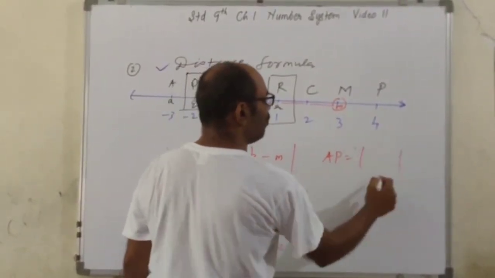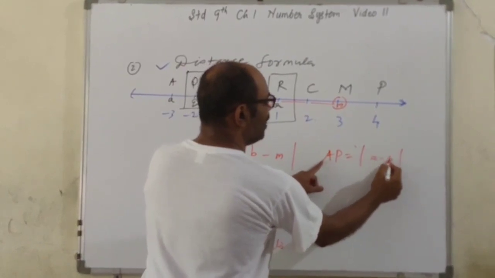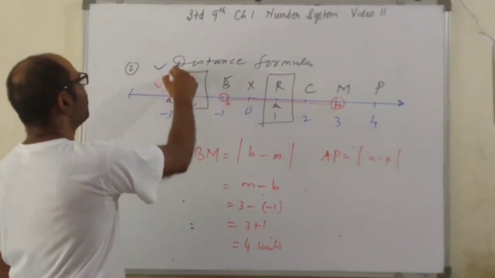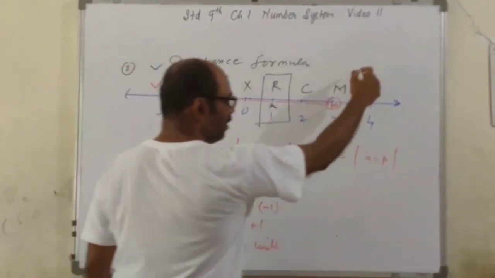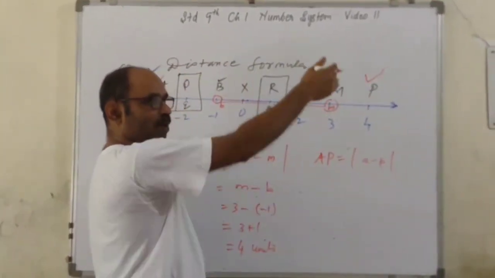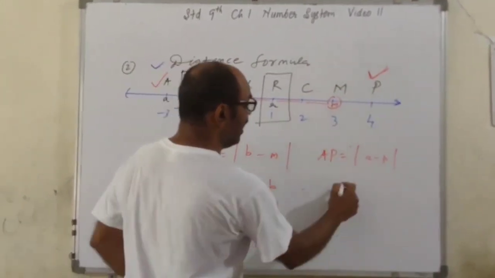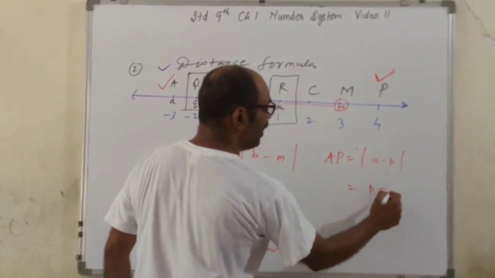So you can say absolute value of small a minus small p. Now look at the figure. A is on the left of the number line, P is on the right. The real number corresponding to the point on the right is always bigger. So I will say small p is bigger minus small a.